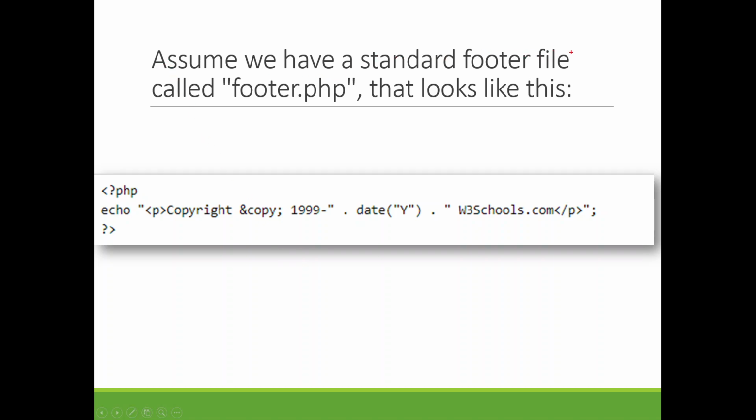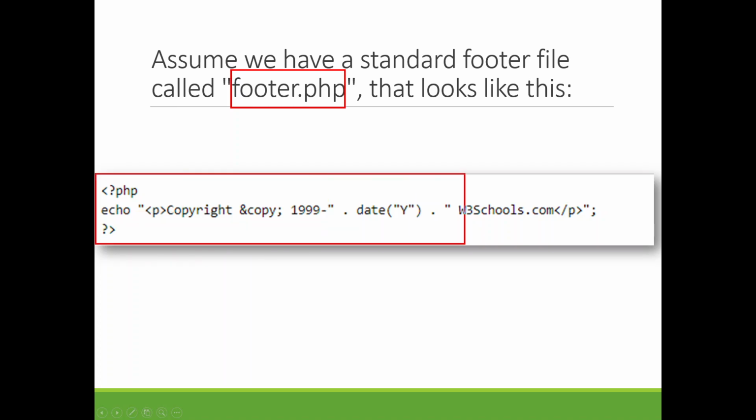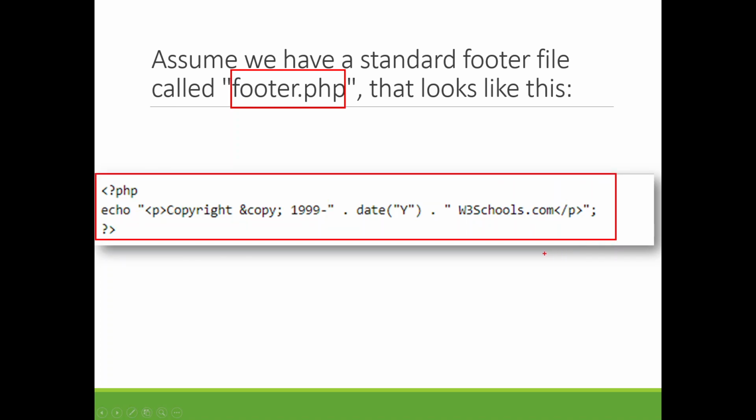Okay. So here, assume we have a standard footer file with the name footer.php that looks like this. So this particular page just wants to print out the copyright information of the site on the footer. So we have this code and we've saved it as footer.php.